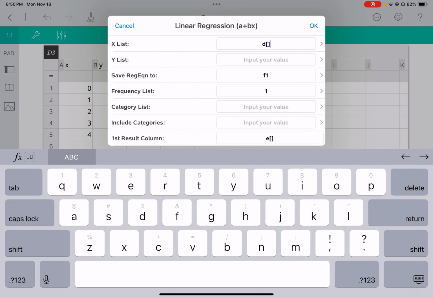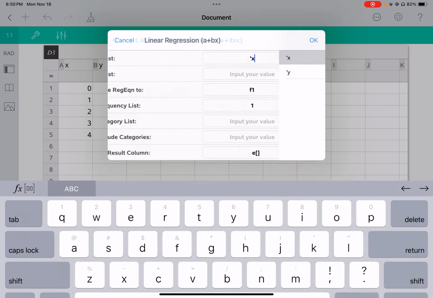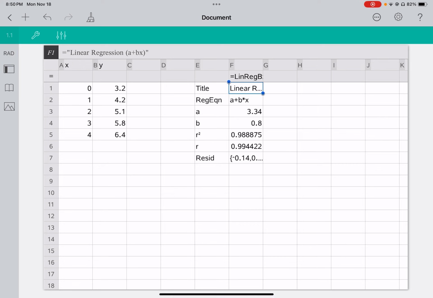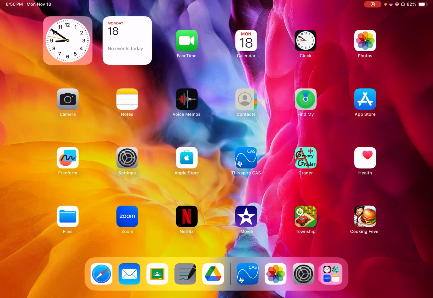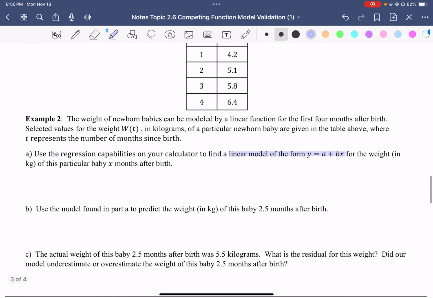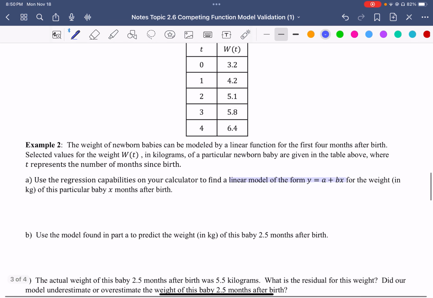And then on the X list, I am going to select X. On the Y list, I'm going to select Y, and I'm going to leave everything else alone, and I'm going to press OK. And then here I get the linear regression. I get the A and the B values. So I'm going to go back to my notes, and I'm going to write this. Now, even though the calculator gives you the variables X and Y, the variables here were W and T. So I'm going to write W of T is equal to 3.34 plus 0.8 T.